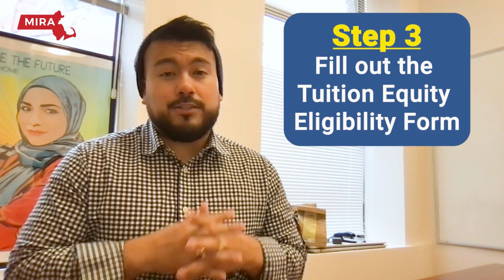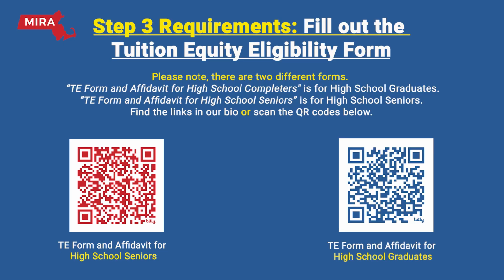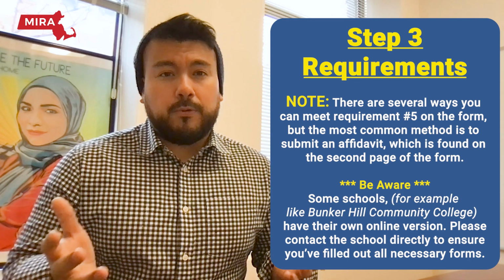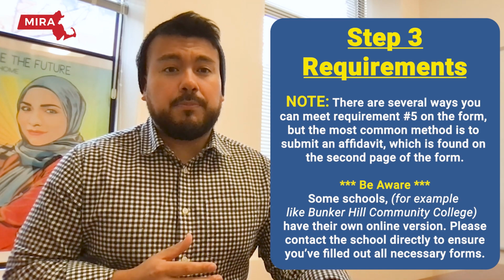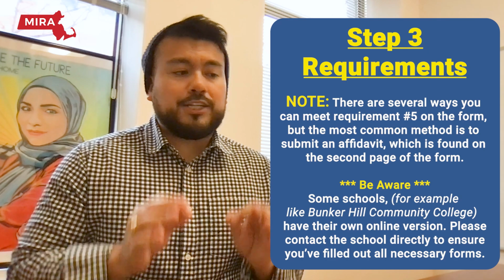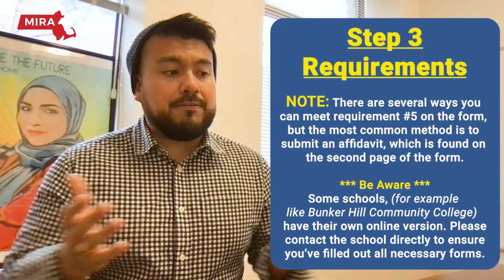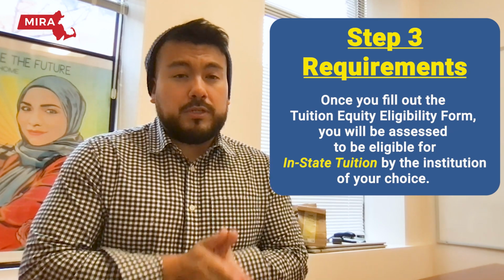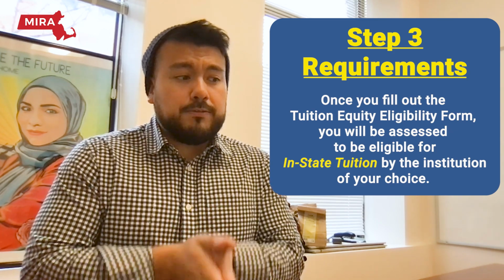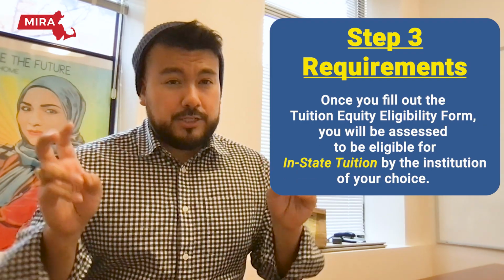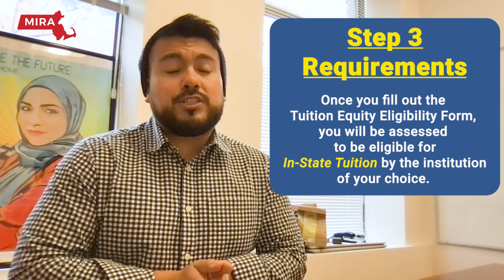I will just reference it as the tuition equity form. It's online on the Department of Higher Education website, linked to this video. When you fill out the tuition equity form, make sure that you have the necessary paperwork, and likely for requirement number 5, you will see it and you'll know what I'm talking about. You will likely submit an affidavit, but this is an important step to making sure that once you fill in the tuition equity form, you become a high school completer. You want to get that status as a high school completer, so then you can qualify for step number 4.